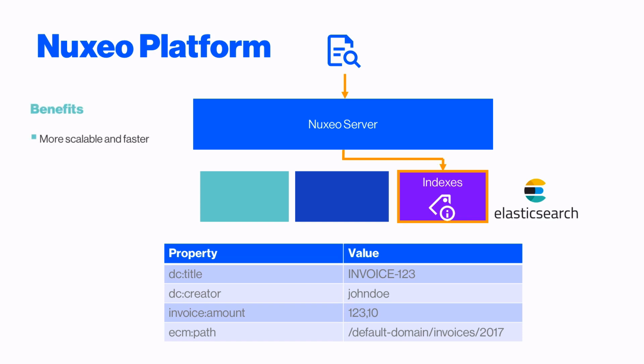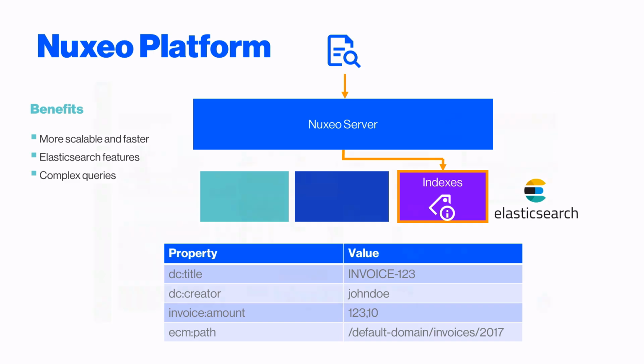For one, the Elasticsearch search engine is faster and more scalable. You'll also benefit from features such as aggregates and hints. And finally, Elasticsearch handles complex queries with advanced filtering options and parameters.